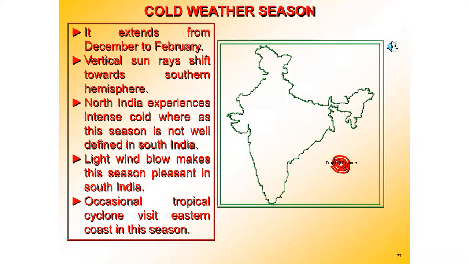So the cold weather season extends from December to February. It starts around mid-November, when the vertical sun rays shift towards the southern hemisphere. North India experiences intense cold weather, as this season is not well defined in South India.